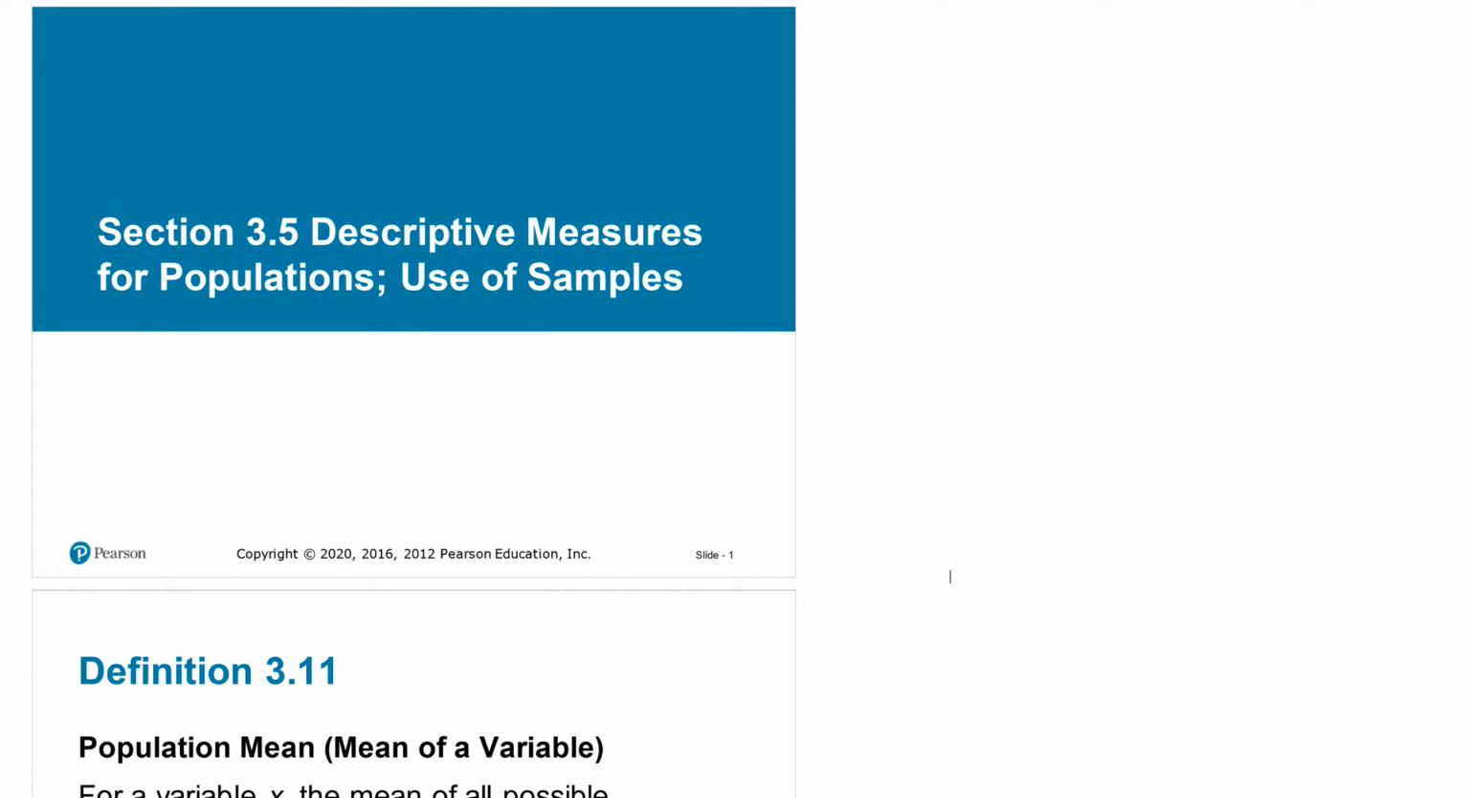Section 3.5: Descriptive measures for populations and using the samples. Let's recall from before that small n is always the sample size, meaning how many observations or entries are in the sample. And we're going to use capital N for the population size.